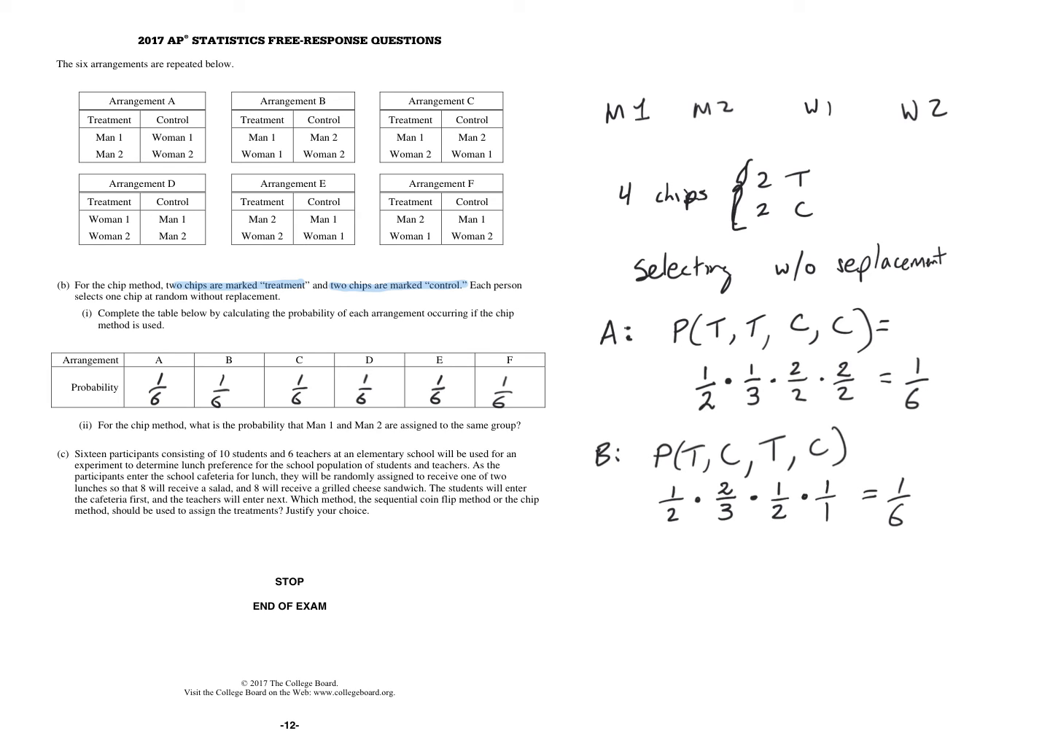So we look here, this little question for the chip method, what is the probability that man 1 and man 2 are assigned to the same group? And we see, again, that's assignment A and assignment D, but now each of these only has a probability of 1/6, and so that is 1/3, because 1/6 plus 1/6 is equal to 1/3. Question C seems to come out of nowhere. 16 participants consisting of 10 students and 6 teachers, yada yada. You can read, you don't need me to read that out to you. But which method, the sequential coin flip or the chip method, should we use to assign treatments?